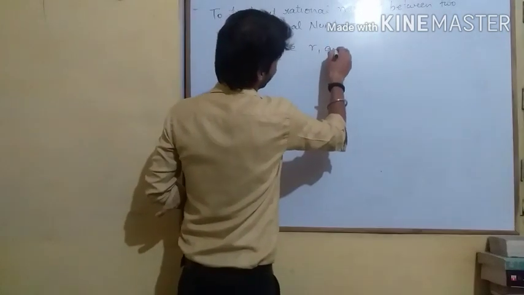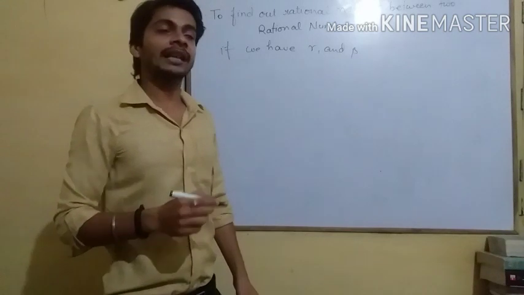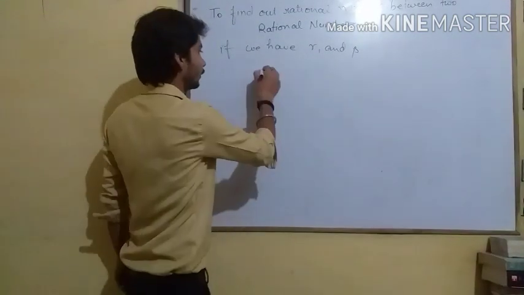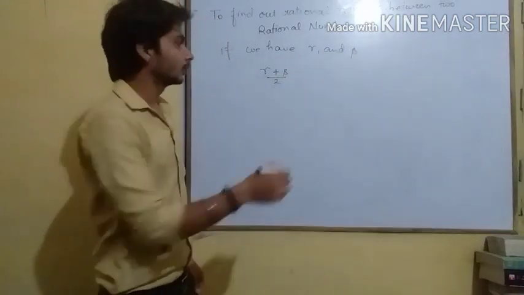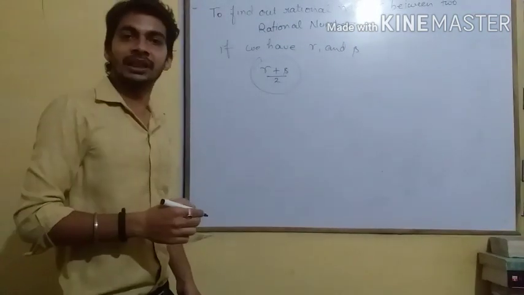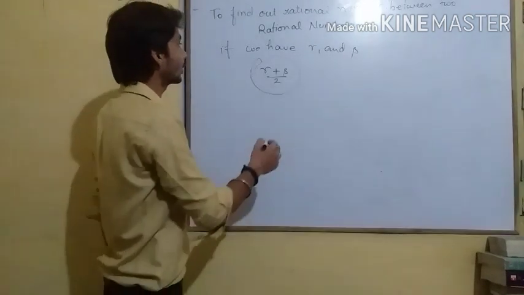R and S, the two rational numbers, then the rational number between R and S will be (R plus S) upon 2. This is your rational number between the given two rational numbers if the rational numbers are R and S, and it is also called the mid value method.